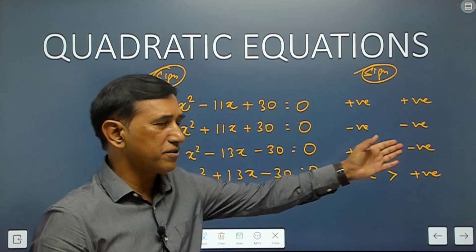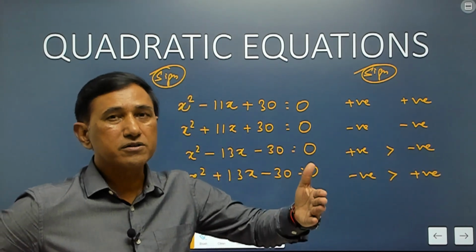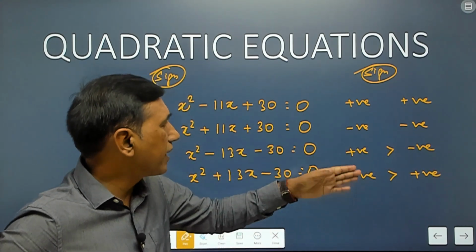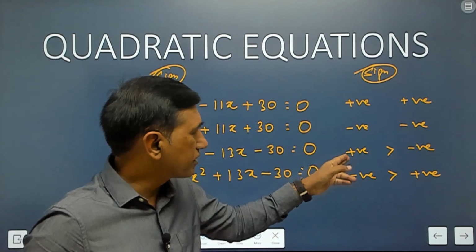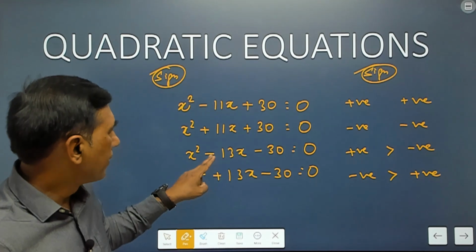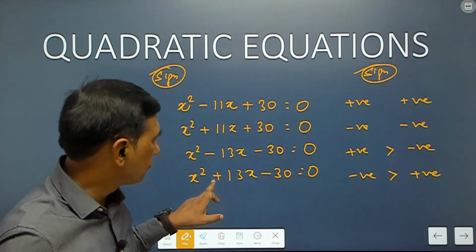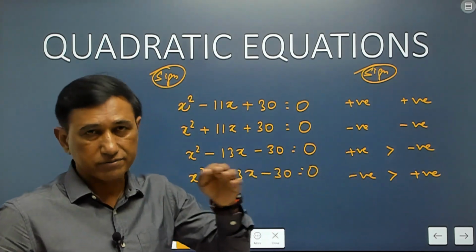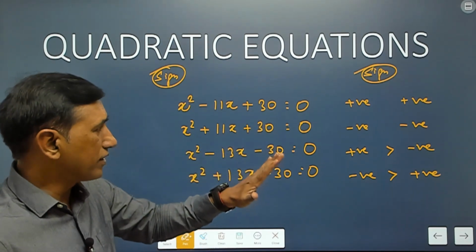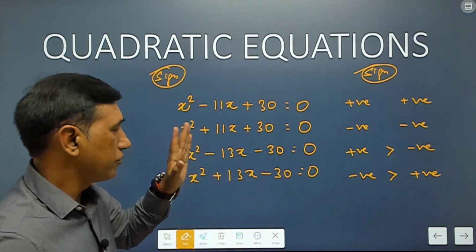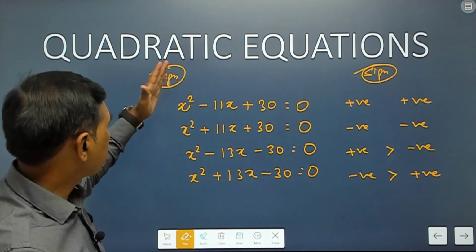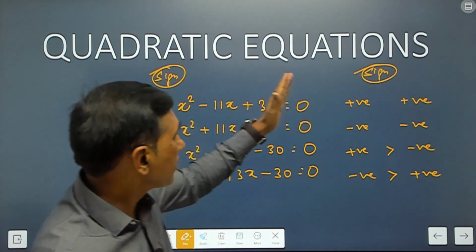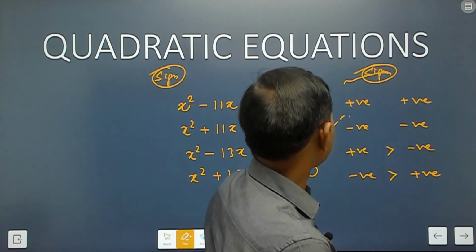Since there will be one positive and one negative, it is very much required to know which root is bigger. So positive is bigger when you have minus here, and when you have plus here, then the negative root is bigger. This is one thing you have to be quite thorough with. Another thing is how to find the root.